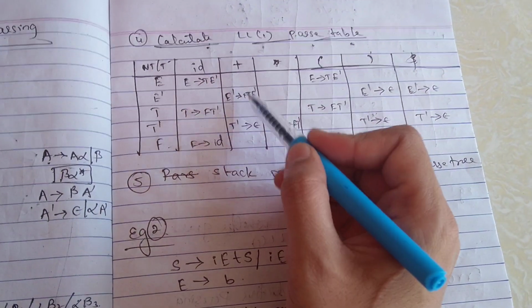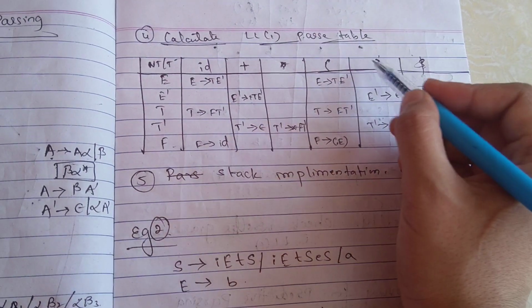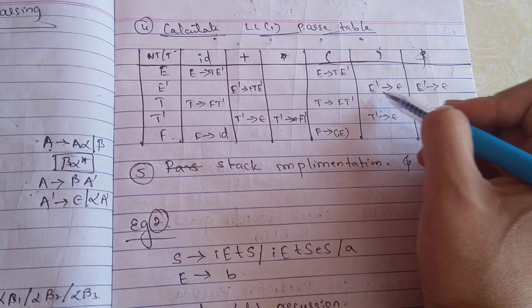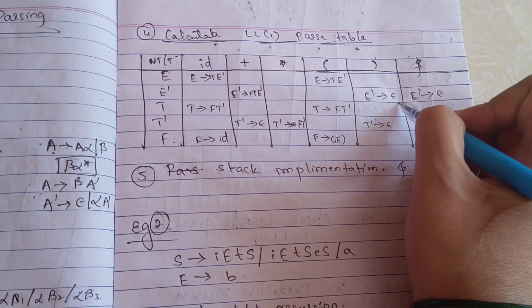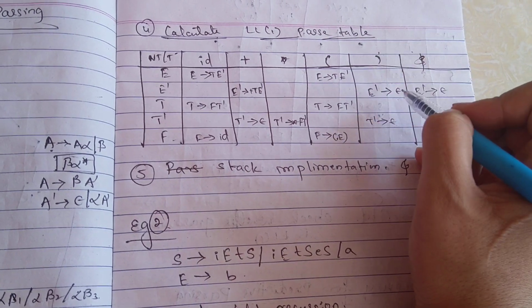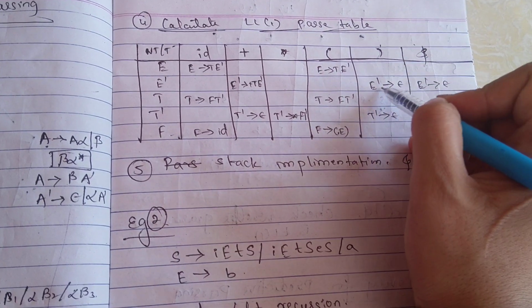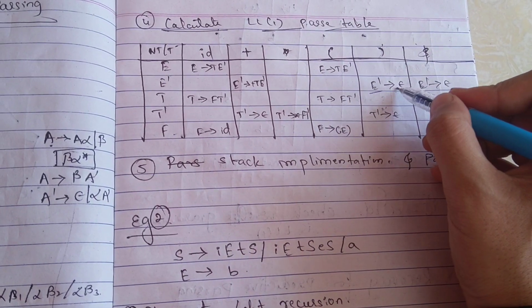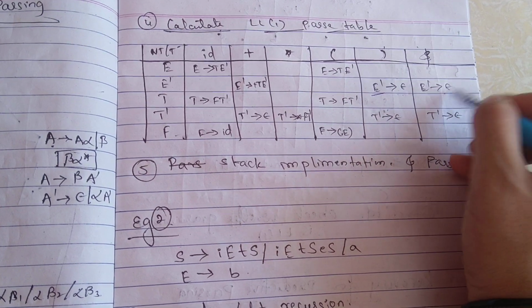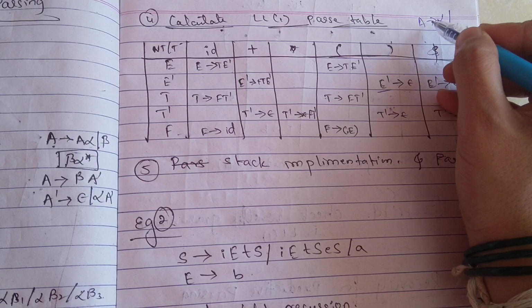It means, just see this: E dash on plus we have E dash tends to plus T E dash, and closing brace and dollar are given E dash tends to epsilon. If the first of E dash is epsilon, we need to go with the follow of E dash. The follow of E dash is closing brace and dollar, where we write E dash tends to epsilon. We already went through this.